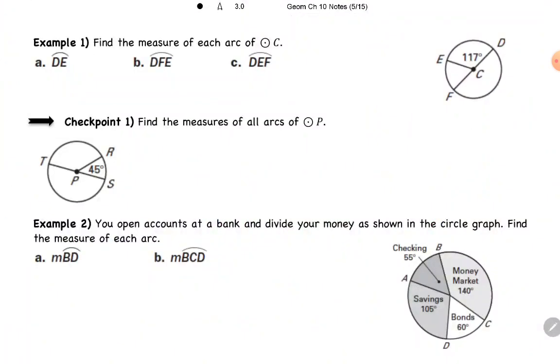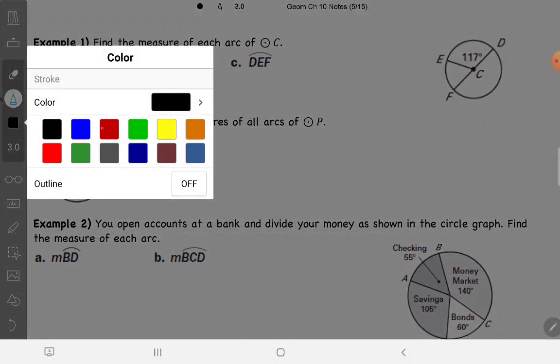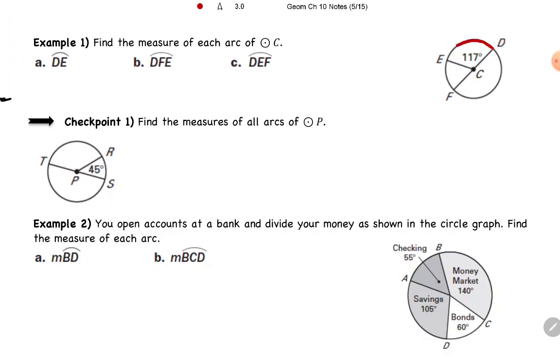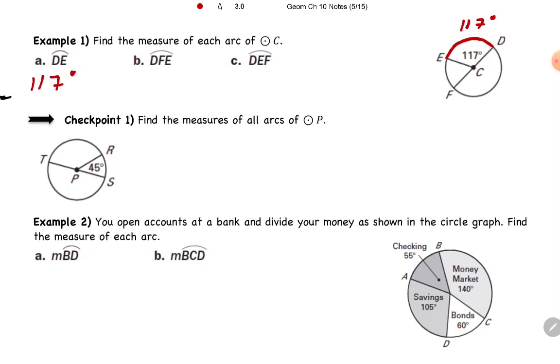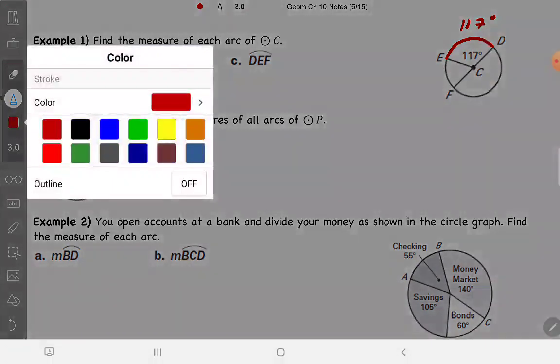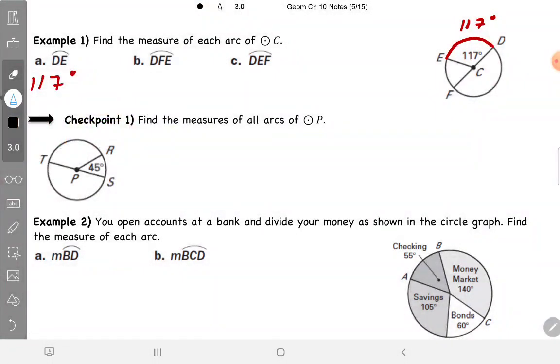Alright, let's do some examples. Find the measure of each arc of circle C. So DE, so let's use colors. So we're looking at the arc from D to E, okay? So they tell us that this angle here is 117 degrees. So that's easy, 117 degrees. Central angle tells us that that's 117 degrees.